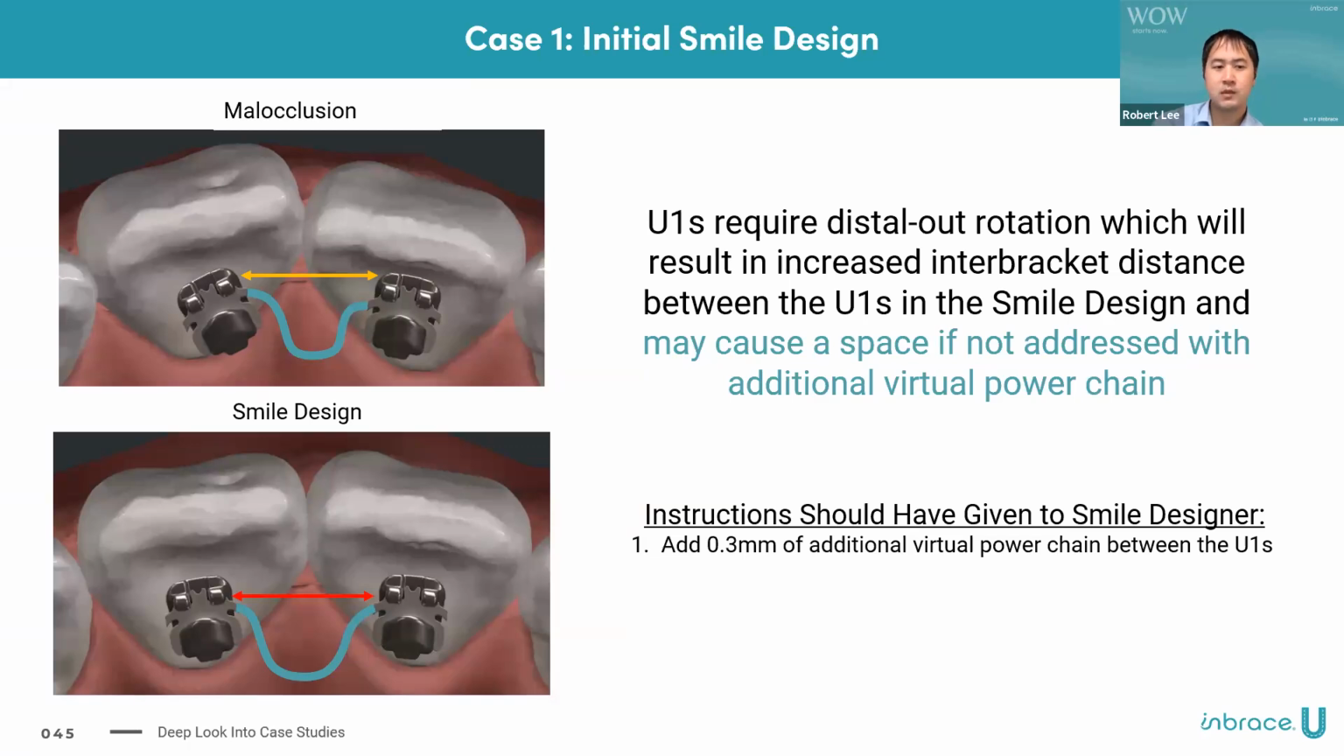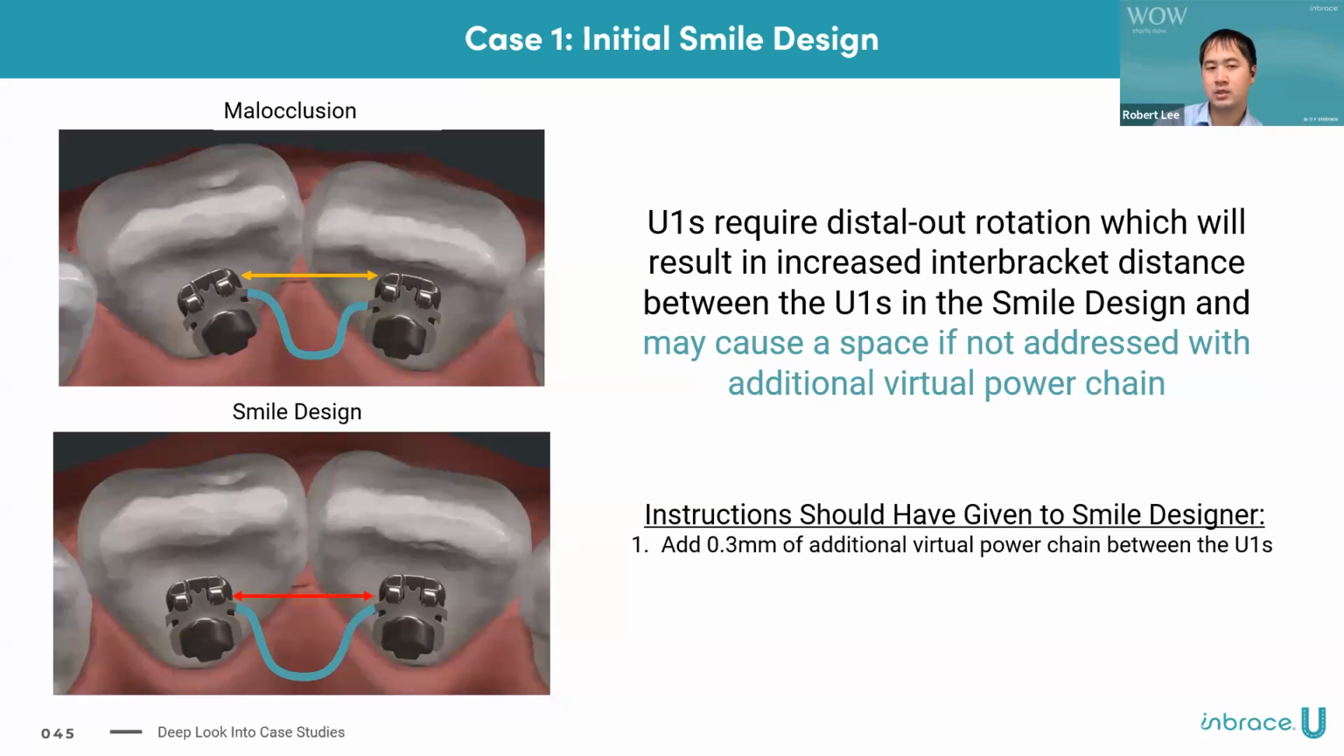Where the distal out rotation may cause more concern, though, is with space opening. When you have a distal out rotation in your initial case, it's going to create a wider IP loop to begin with. And then when you engage that wider IP loop into the malocclusion, it sometimes will cause an open coil spring effect that may open a space or may make the contacts a little bit lighter. So in this case, what I would have changed is I would have added just a little bit of additional virtual power chain between the upper ones. This is a minor rotation, so 0.3 millimeters should be sufficient.